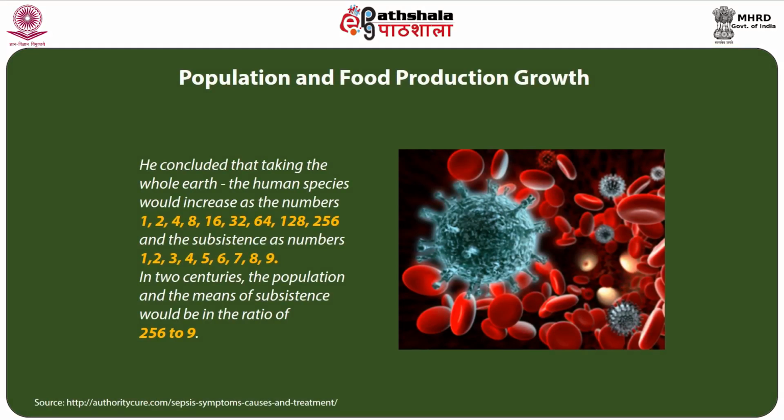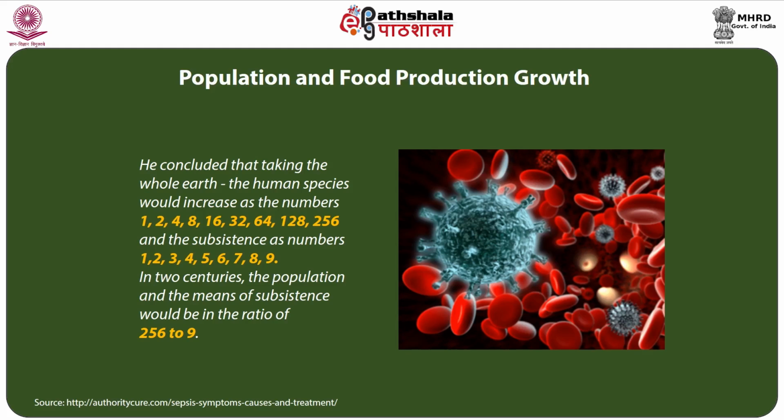He concluded that taking the whole earth, the human species would increase as the numbers 1, 2, 4, 8, 16, 32, 64, 128, 256, and the subsistence as the numbers 1, 2, 3, 4, 5, 6, 7, 8, 9. In that way, the human species will increase in geometrical proportion, whereas subsistence increases in arithmetic ratio.